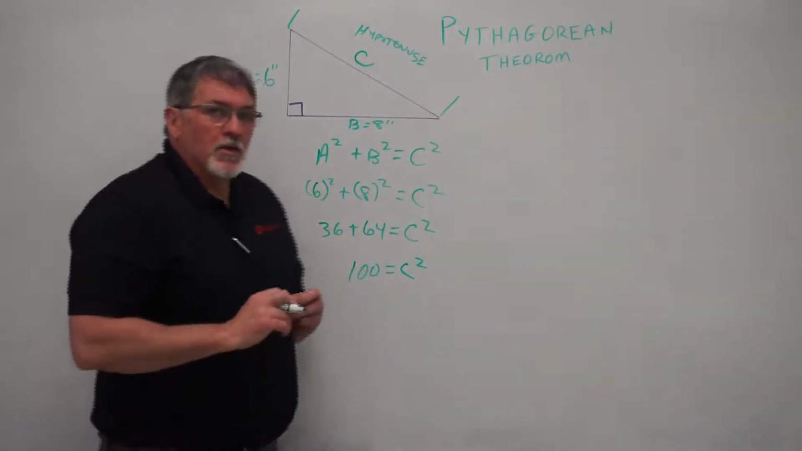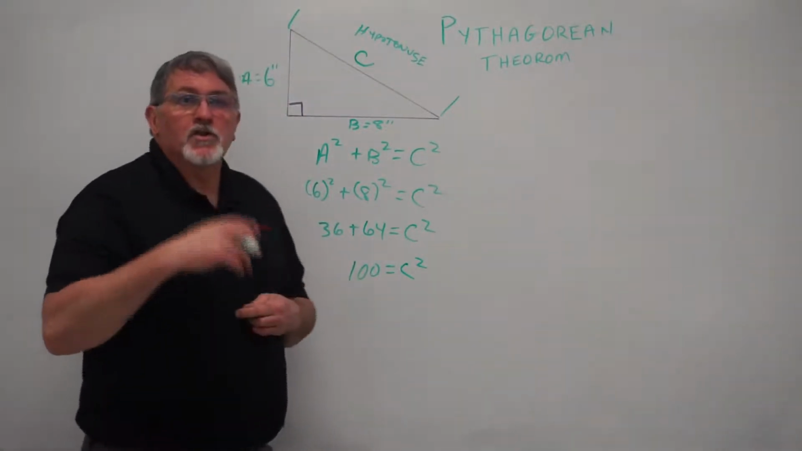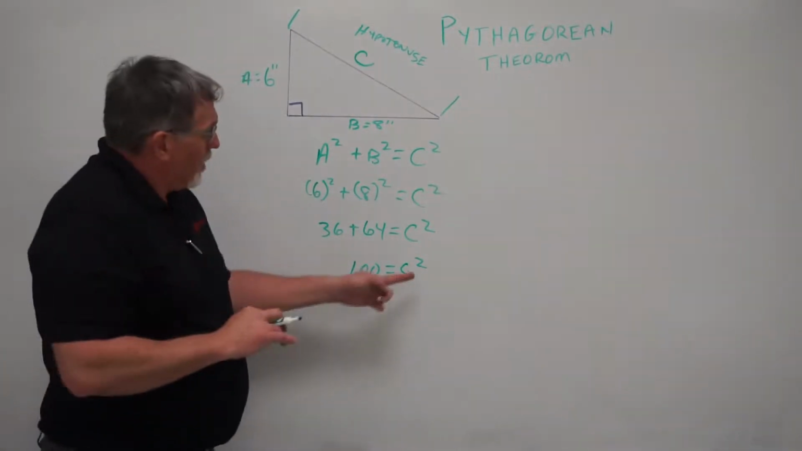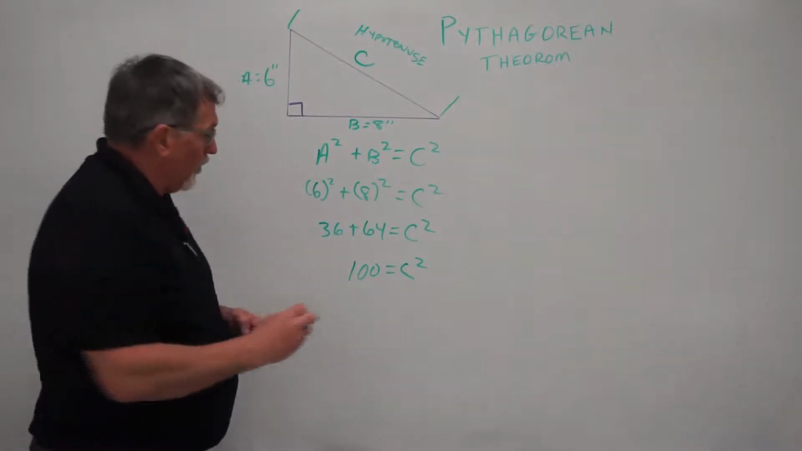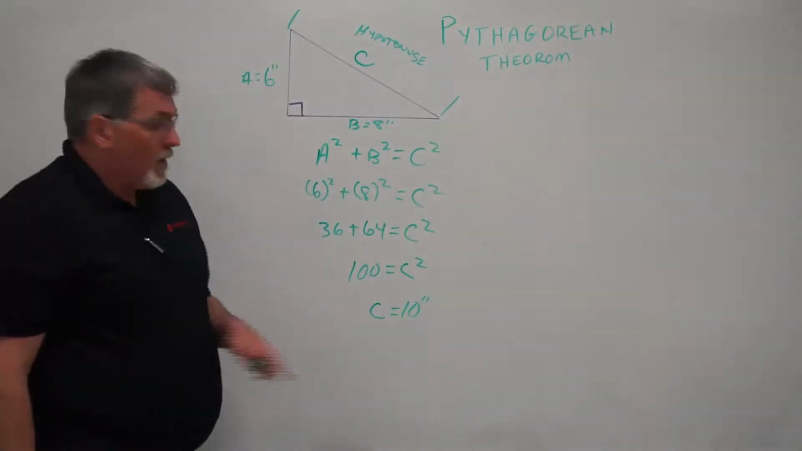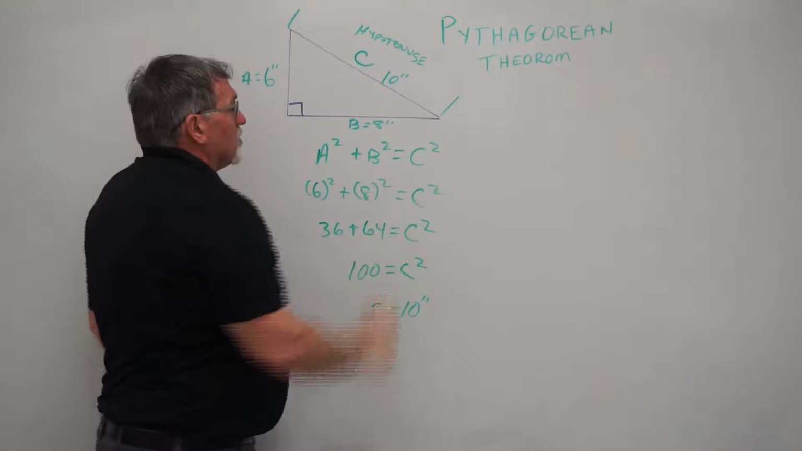The way to solve this on your calculator is to do 100 square root. The square root is the opposite of the squared symbol. So if we do that in a calculator, we'll find that c equals 10 inches. The square root of 100 is 10. So this side is 10 inches.